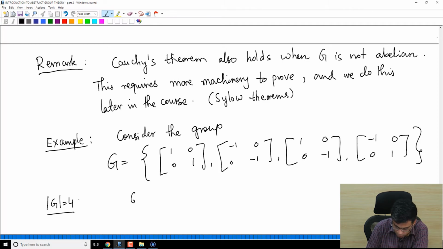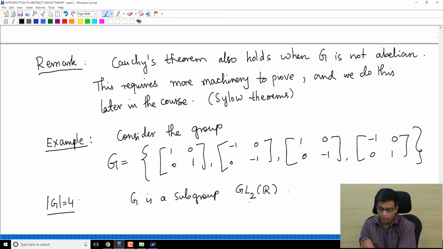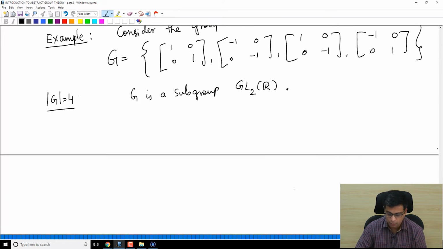Okay, so G is a subgroup of, so here the operation is multiplication. So G is a subgroup of GL2R. Remember, note that these are all invertible matrices. They have all determinant 1 or minus 1. So they are invertible matrices, so it's a subgroup of GL2. And the fact that it's a subgroup is clear.